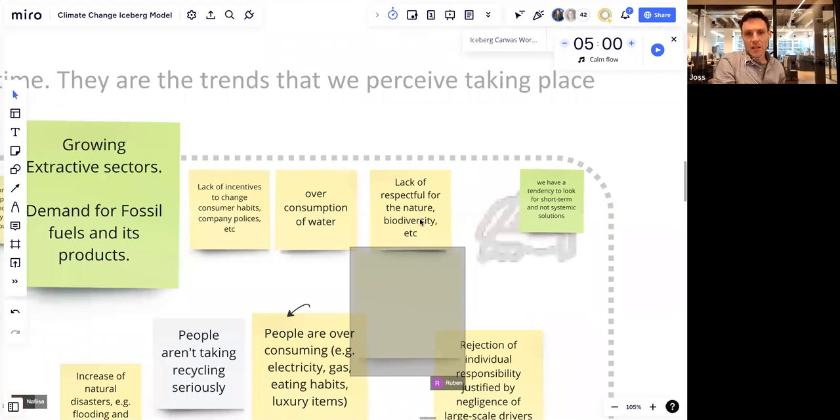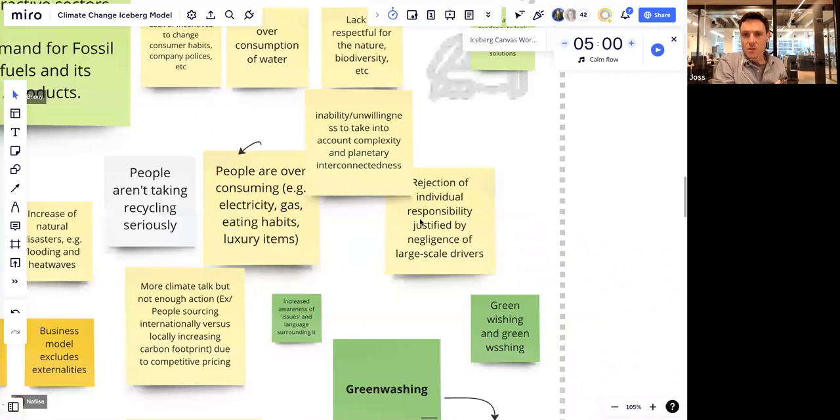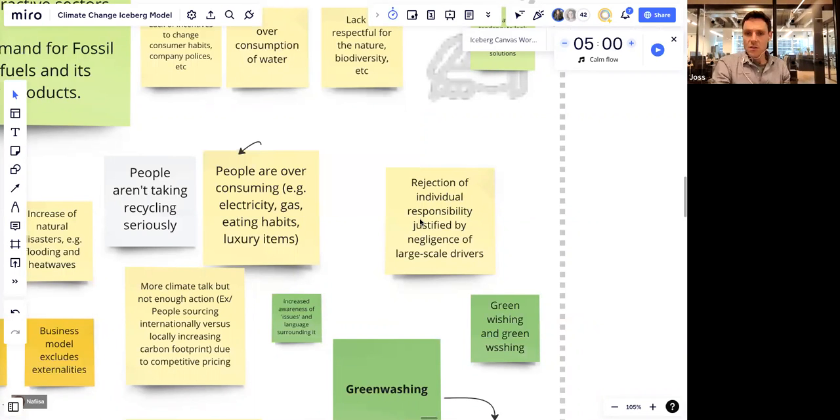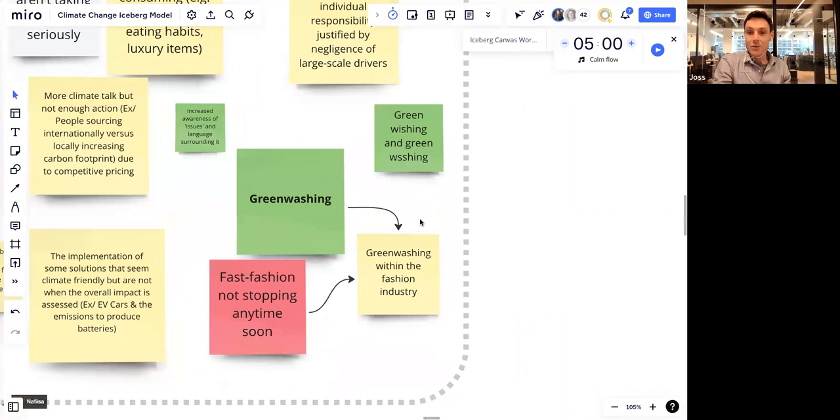Overconsumption of water, lack of incentives to change consumer habits, company policy. Rejection of individual responsibility, justified by negligence of large-scale drivers. Greenwashing. Greenwashing within the fashion industry. Fast fashion not stopping anytime soon.